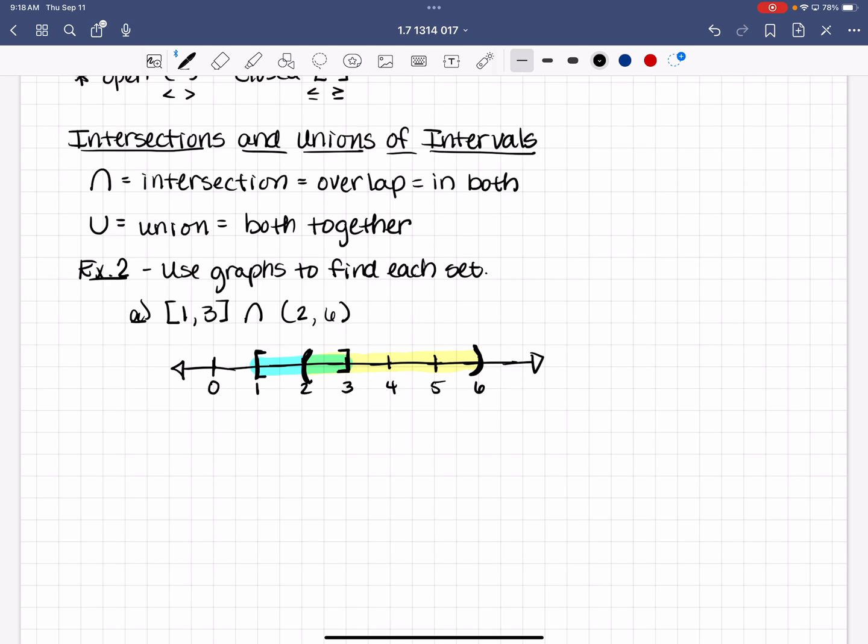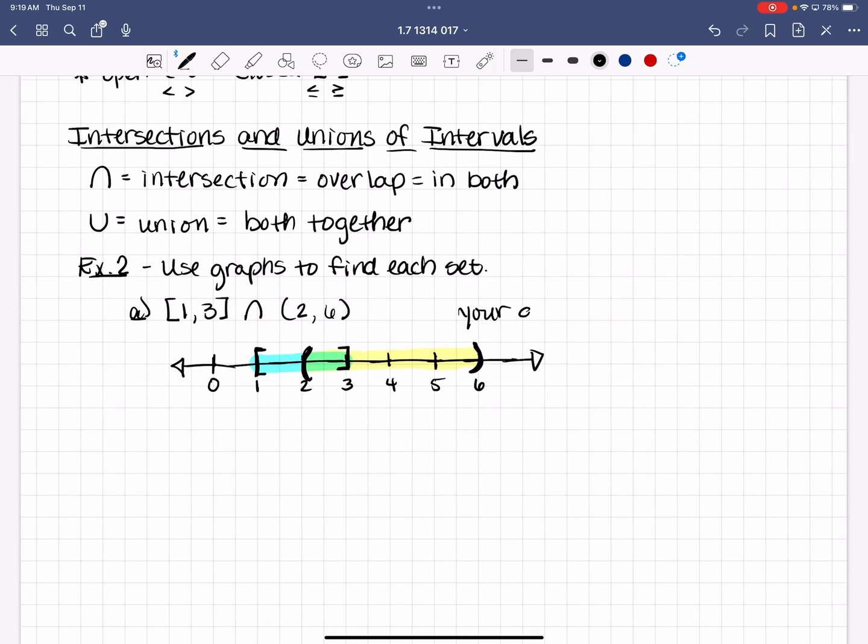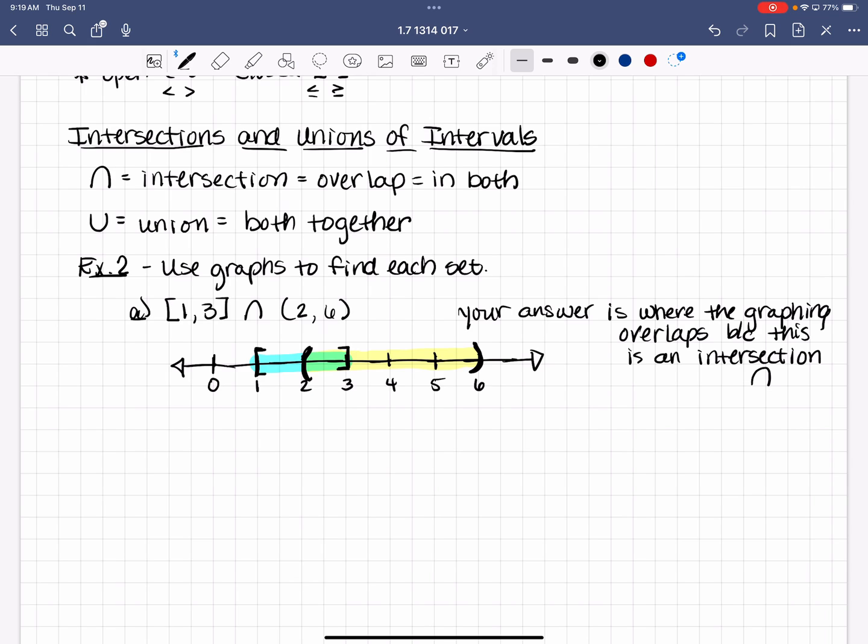So your answer is where the graphing overlaps, because this is an intersection. It has the upside down U, so it's in both. So your answer is the green part, right?